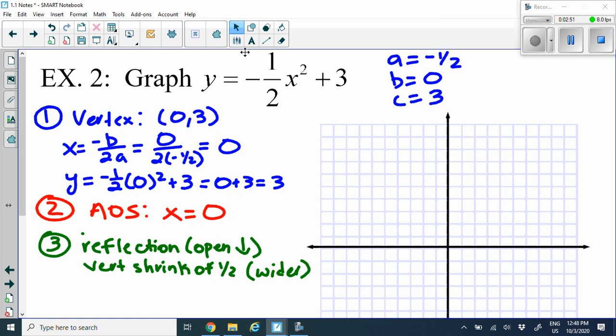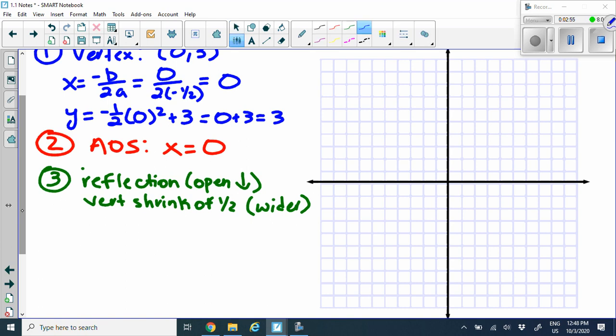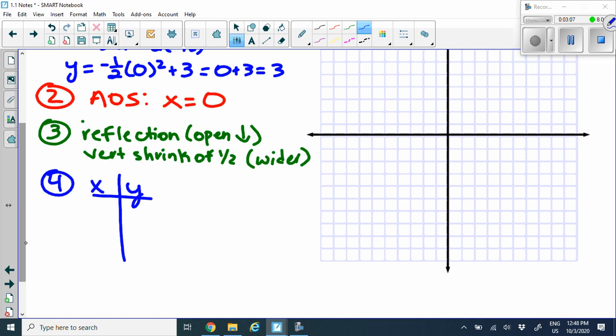Okay, now I'm going to go ahead and graph. So I need to plot my points. In order to do that, I need to create an XY table here. So this is how I'm going to graph a quadratic function in standard form. My vertex is going to be in the center, so it's 0, 3. I'm going to pick 2 x values that are smaller and 2 x values that are bigger. So smaller would be like -1, -2, and bigger would be 1 and 2.